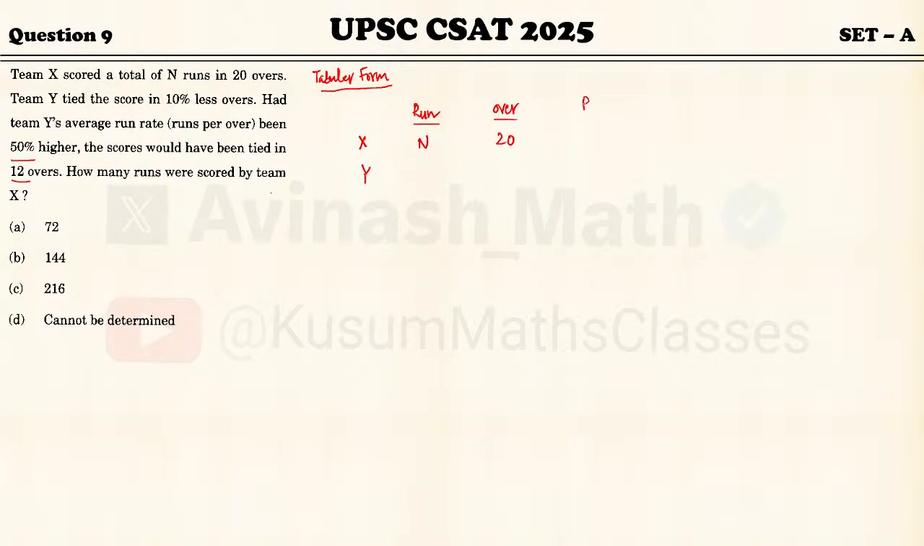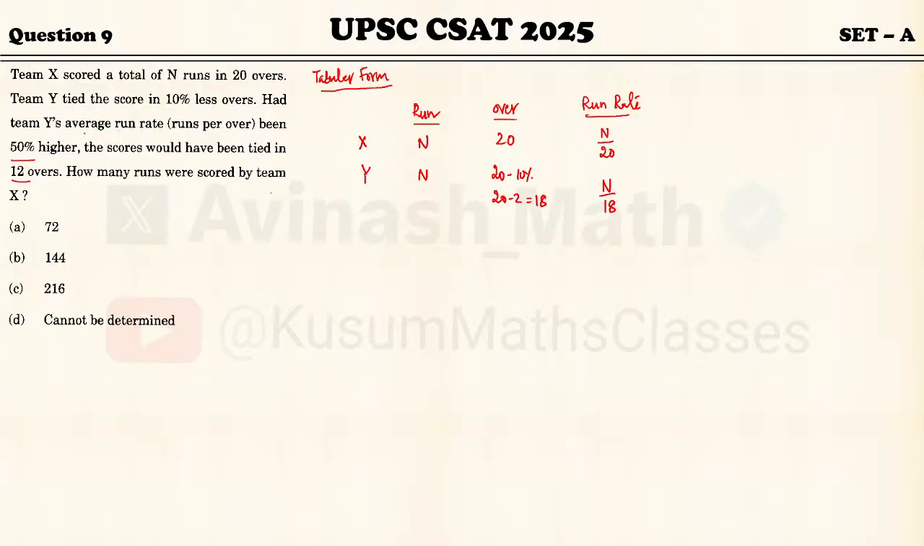Then the run rate is what? N runs in 20 overs, so the run rate is n by 20. Team Y tied the score in 10% less overs. So runs is n, 10% less overs means 20 minus 10% of 20. Then 20 minus 2 is 18, right? So once it is 18, the run rate is n by 18, right? It is clear?